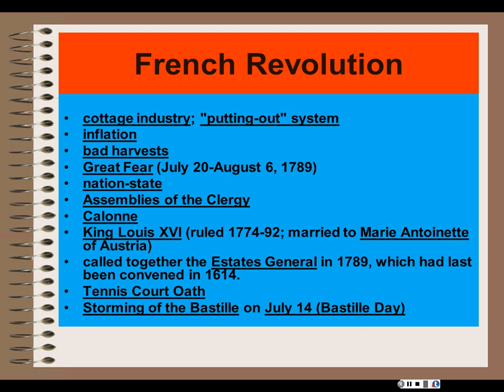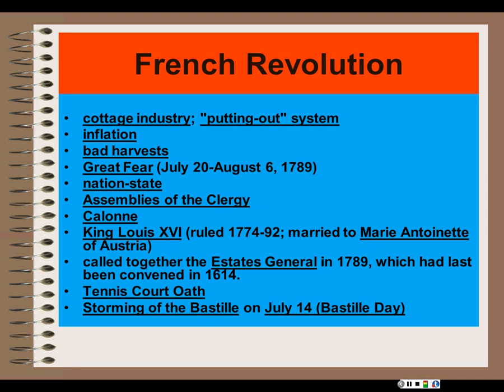It had last convened in 1614. In prior years, the First, Second, and Third Estates each had a single vote, and the Third Estate sat separately. Now the Third Estate refused to sit separately. It withdrew to a large indoor tennis court, and its members took the tennis court oath of June 20th, 1789, declaring themselves the National Assembly and vowing not to disperse until they had written a constitution for France.